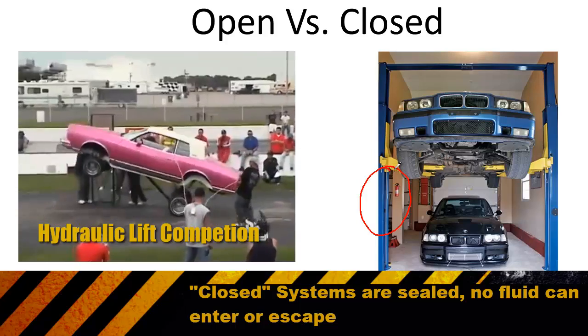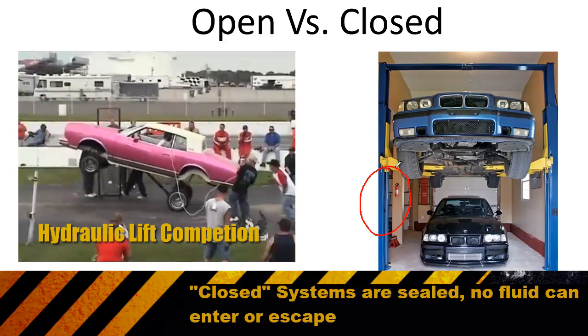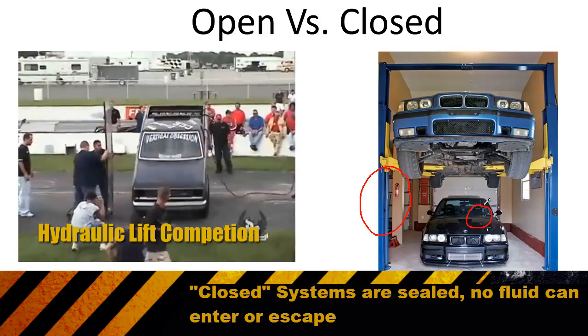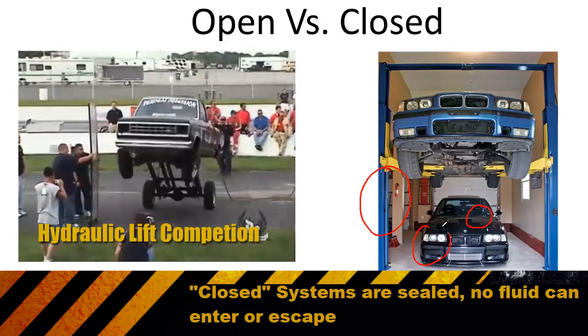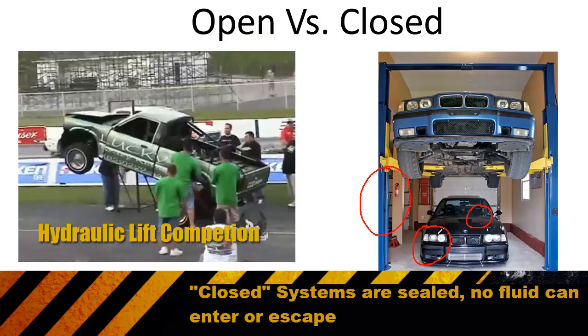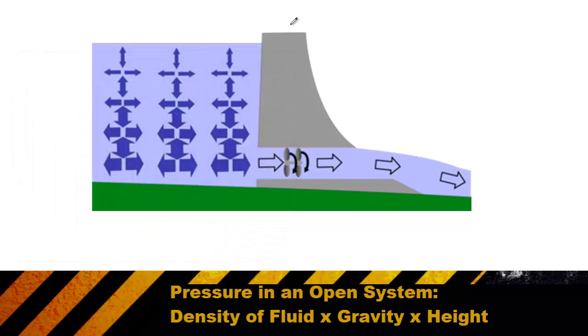A hydraulic lift at an auto repair shop is the perfect example of a closed system. In fact, a car has several closed systems in the power steering and the power brakes. But again, you don't see the fluids because those systems are, of course, closed. So here's a side profile of a reservoir and a dam, which of course is an open system because there's no lid on top of the water.